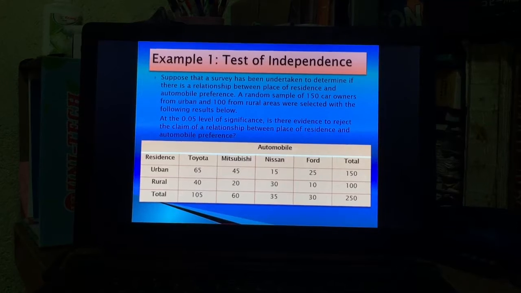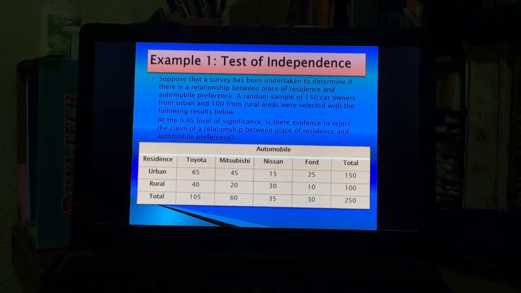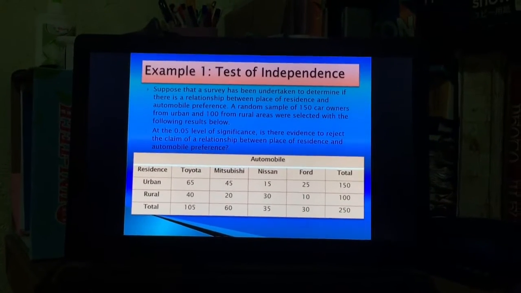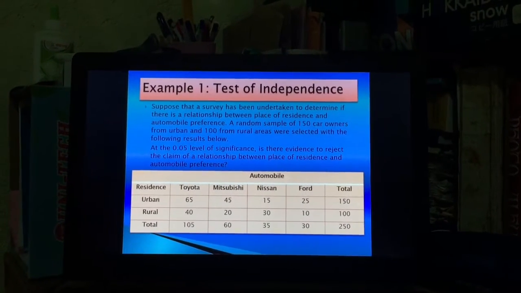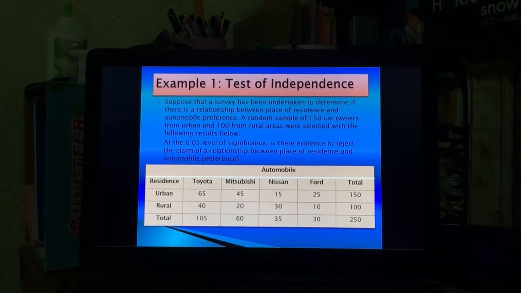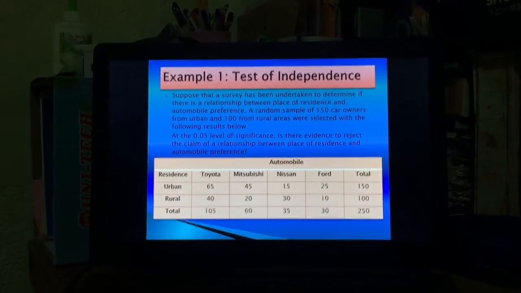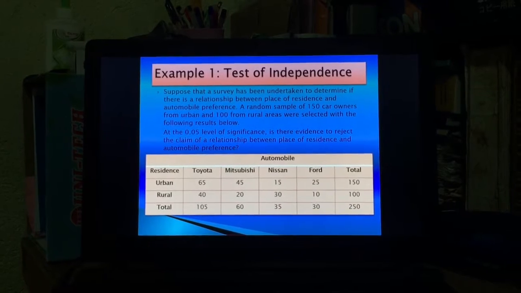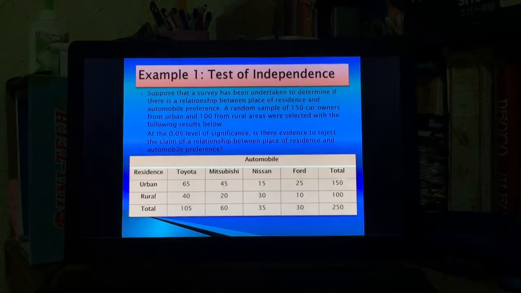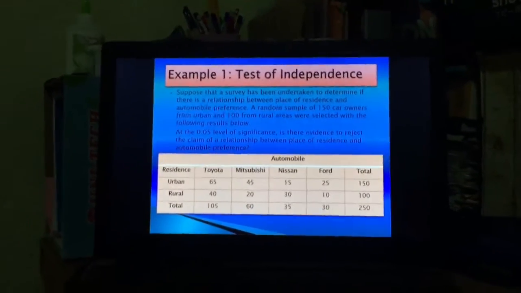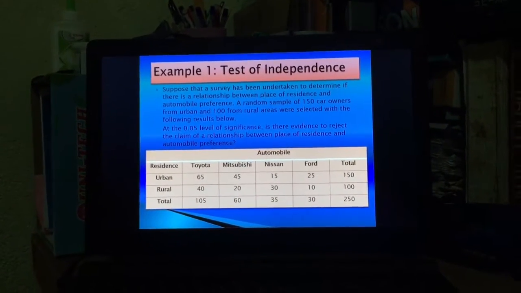Let's have an example for test of independence. Suppose that a survey has been undertaken to determine if there is a relationship between place of residence and automobile preference. A random sample of 150 car owners from urban and 100 from rural areas were selected with the following results below. At the 0.05 level of significance, is there evidence to reject the claim of a relationship between place of residence and automobile preference?